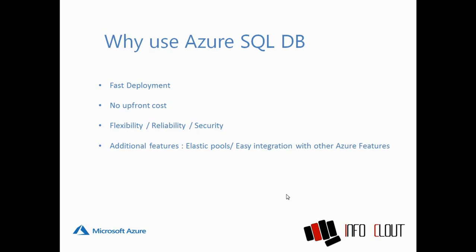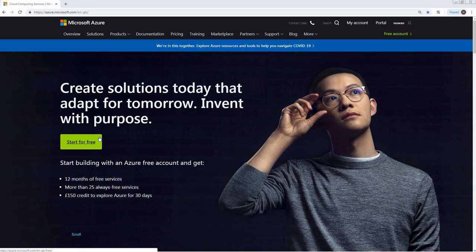Let's get started with a demo on how to set up Azure SQL DB. The first thing we need to do is browse to azure.microsoft.com, and here it shows you that you can sign up for a free account if you haven't already got one. I've already signed up for Azure. When you sign up, you get 12 months of free services, and more than 25 always-free services. There's also a £150 credit available for you to get started, and this would be sufficient for your Azure SQL DB journey. Unfortunately, it's not one of those 25 always-free services, but you've got more than enough credit.